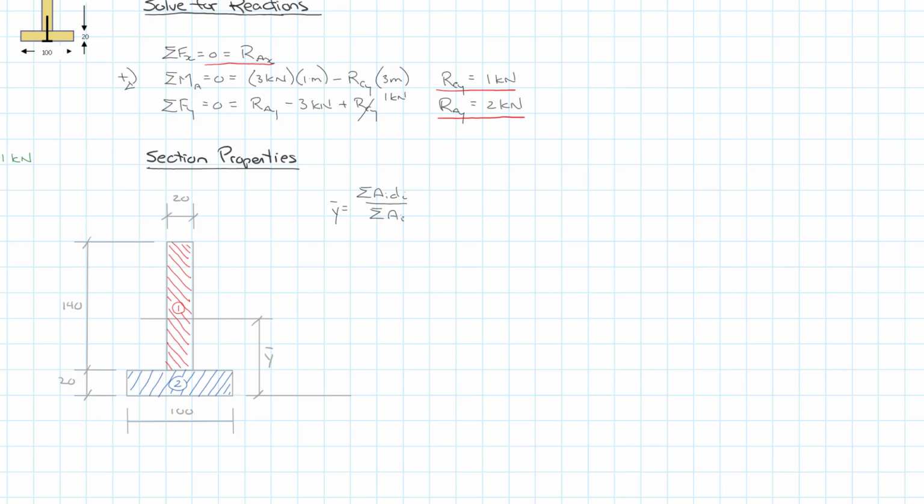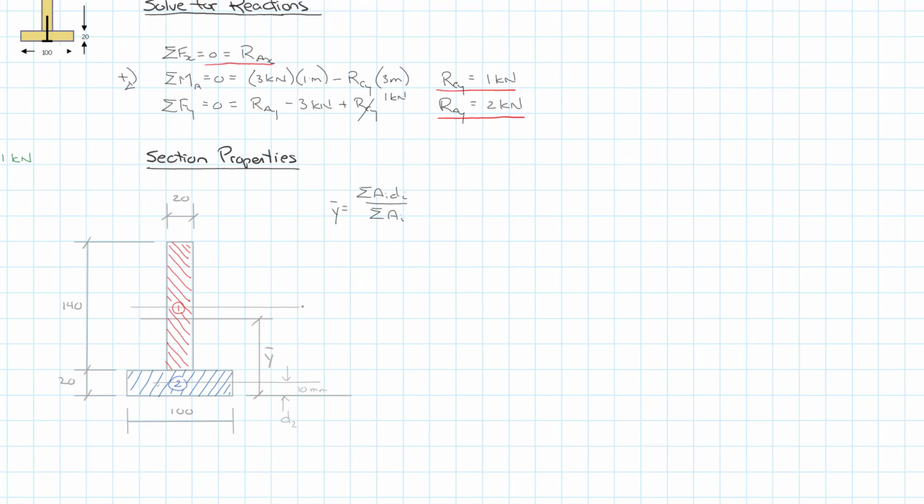And so we have to know what D is. D is going to be the distance to the centroid of the individual section. Rectangles are easy. It's halfway up the height or halfway in the width for the centroid. So let's mark where the centroid would be on number 1, right through there, and the centroid of number 2 right in here. And this distance in here would be D2, and that's equal to 10 millimeters, or half the height of the flange.